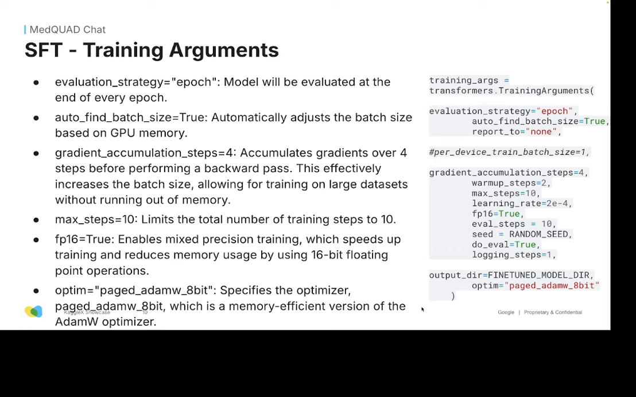Some of the training arguments used for the training: the evaluation strategy was epoch, which means the model was evaluated at every epoch to help us know the optimal number of training epochs and to identify when the model started overfitting. The batch size was adjusted based on our GPU memory, we set 10 max steps, and the optimizer was paged AdamW 8-bit, which is a memory-efficient version of the AdamW optimizer used in the first training stage.